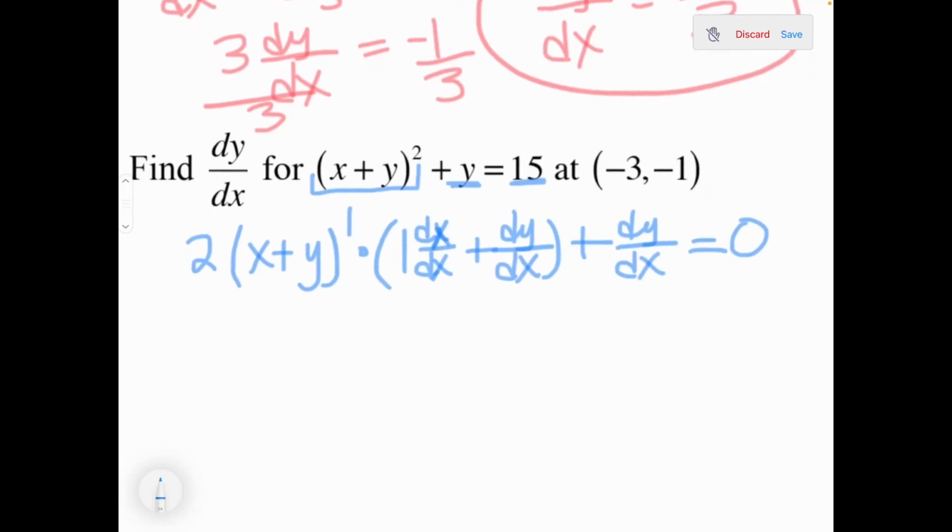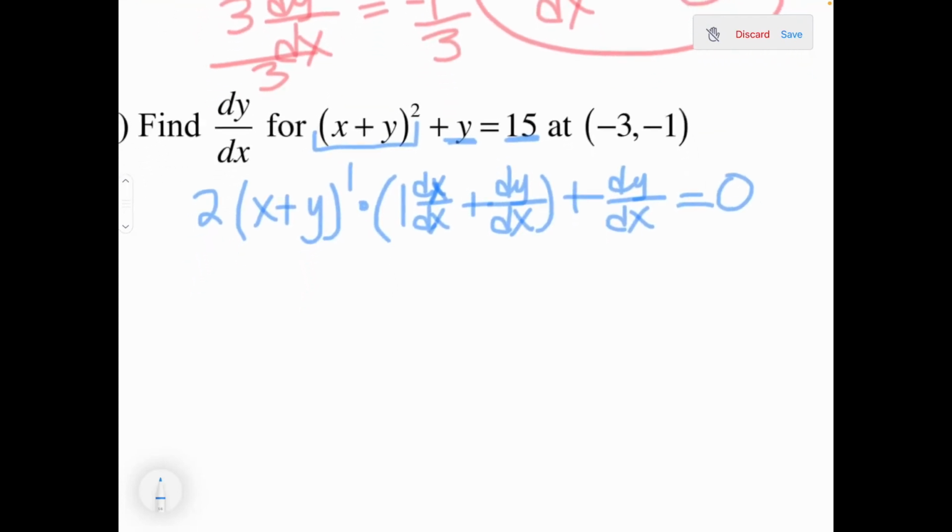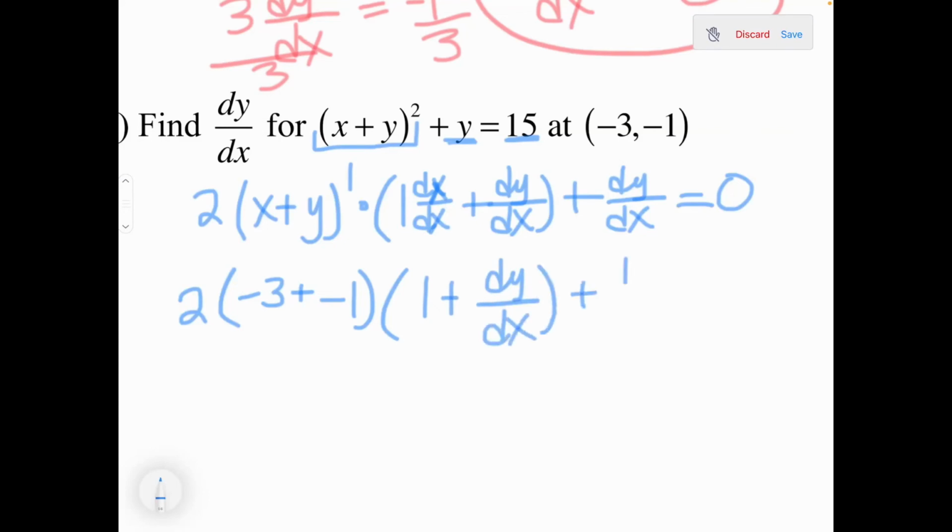At this point, we can plug in -3, -1. It's easier just to plug it in from the get-go than trying to simplify anything if we're only interested in one point. If we're interested in more than one point, it might be a good idea to solve for dy dx first, that way we're not doing that numerous times.